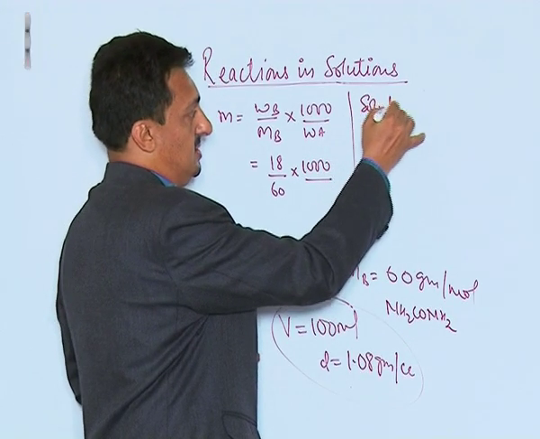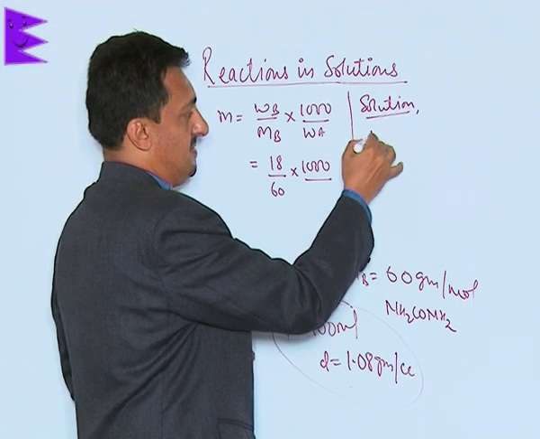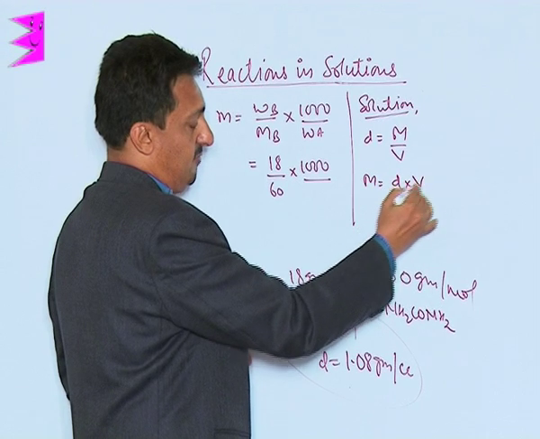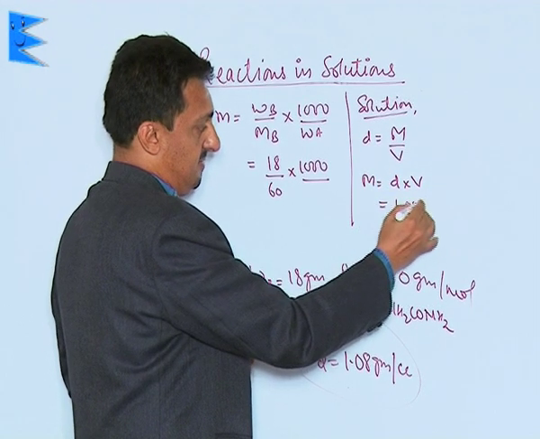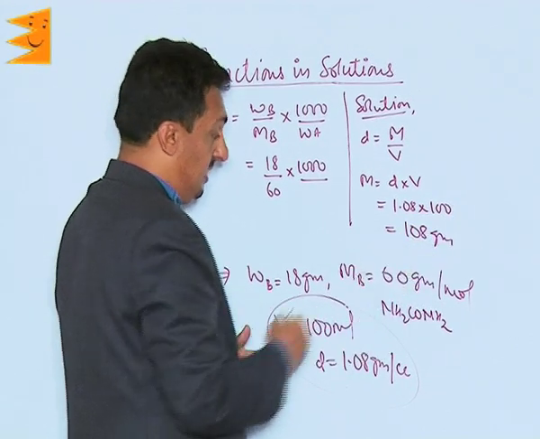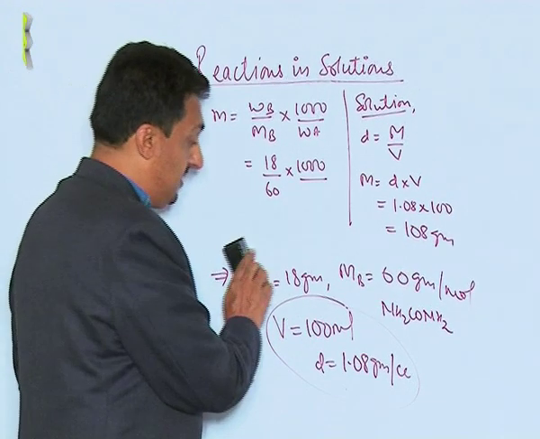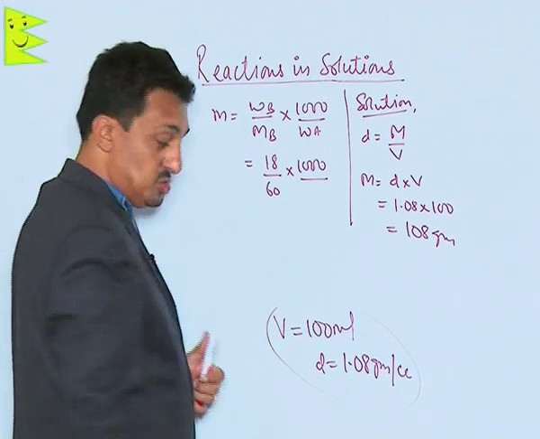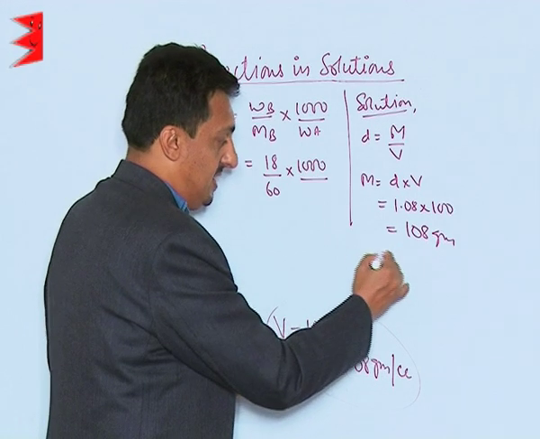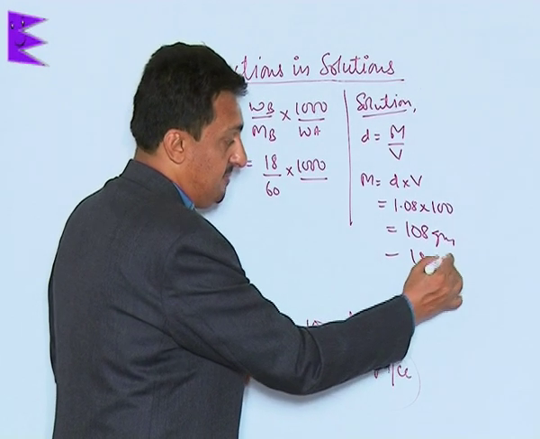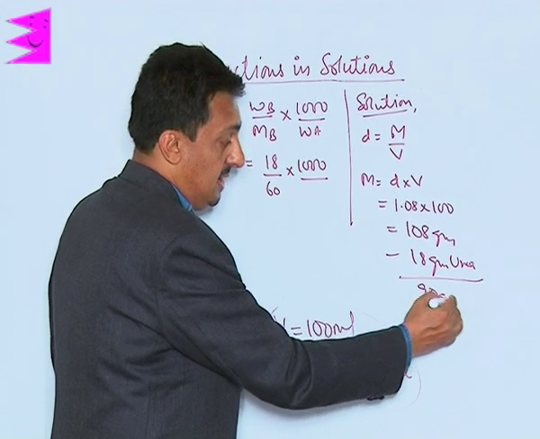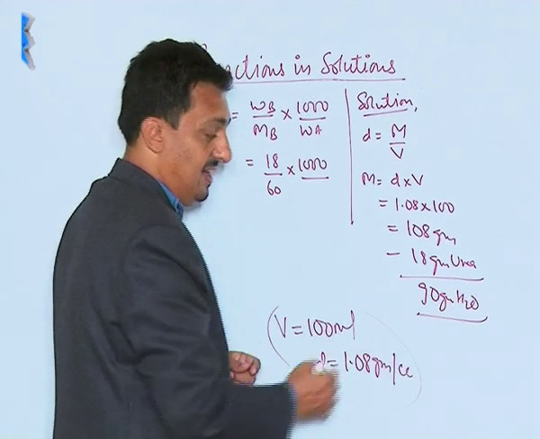Now for the solution, we know density is always mass by volume. So its mass is density into volume. Density is 1.08, volume is 100, so it's 108 grams. Remember, 108 grams is your mass of solution, which actually has a volume of 100 ml. Out of this, 18 grams is your urea. So what you get is 90 grams, which is the water that is there.